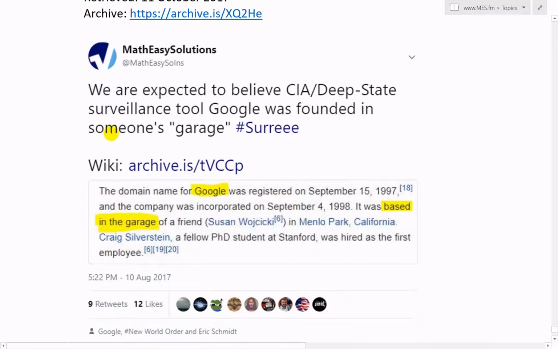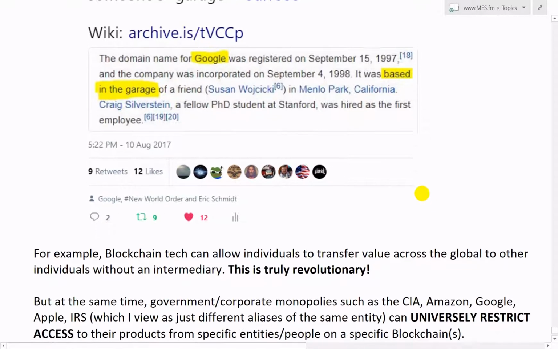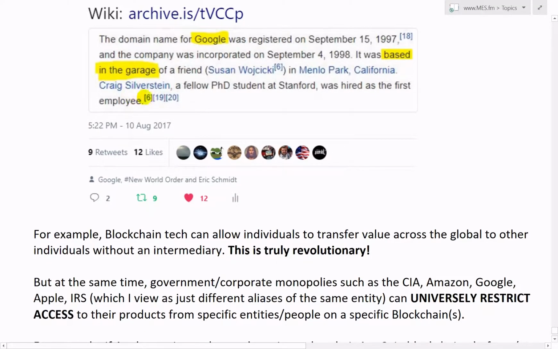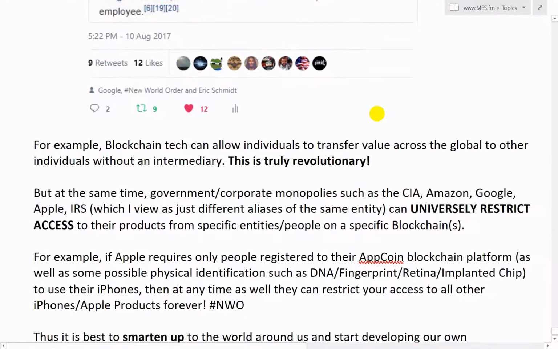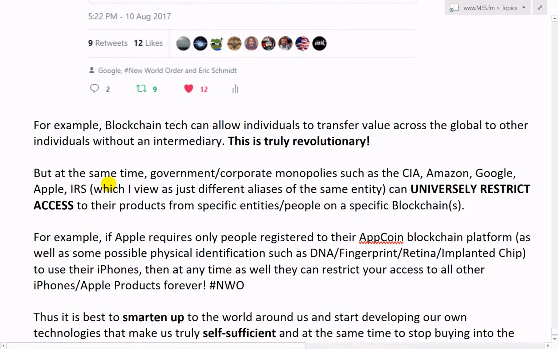It's actually real. We are expected to believe CIA/deep state surveillance tool Google was founded in someone's "garage". Hashtag shares from their own Wikipedia page: the domain for Google was registered on December 15, 1997, and the company was incorporated on December 4th, 1998. It was based in the garage of a friend, Susan Wozniak, in Menlo Park, California. Greg Silverstein, a fellow PhD student at Stanford, was hired as the first employee. Don't believe that.